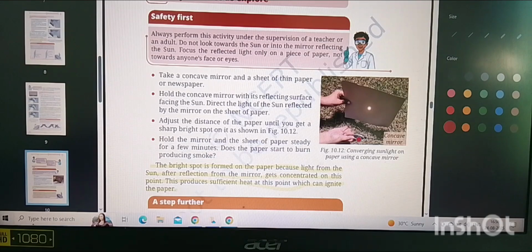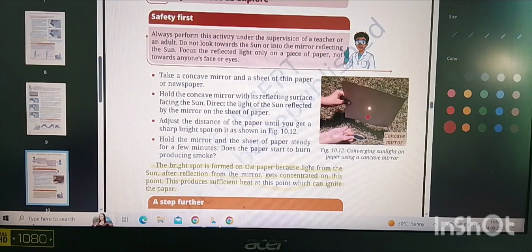We know in the case of a concave mirror, when light rays get reflected from it, what happens? The reflected rays always come closer. That is known as convergence. So it will converge on this paper, forming a bright spot. The heat at this bright spot increases, which further causes ignition of the paper. You can do this experiment at home using a concave mirror. It is very interesting.